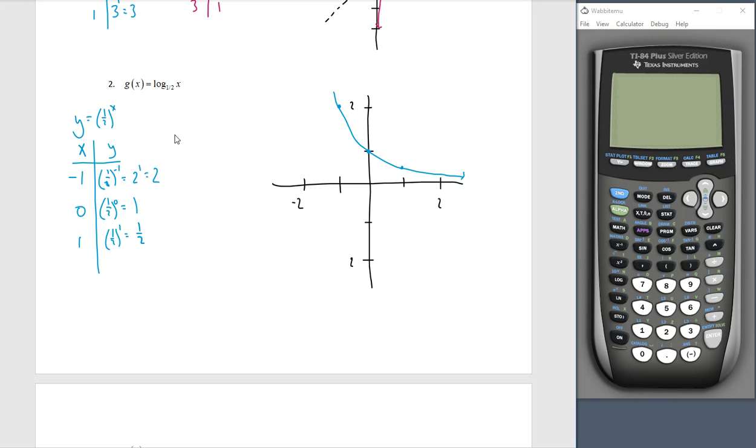Now that we have those points, we can graph the logarithmic function, because what was an x becomes a y. What was a y becomes an x. All right, just swap. 1, 1/2 becomes 1/2, 1. And now we can plot the point 2, -1, the point 1, 0, and 1/2 is at 1. And then we will slowly be decreasing here as well.